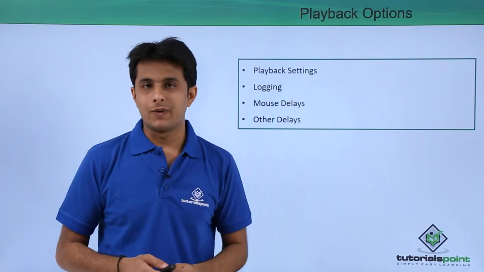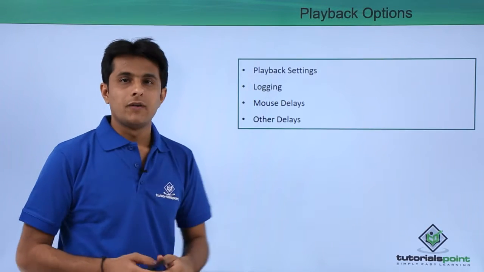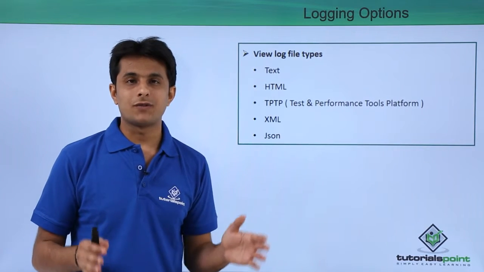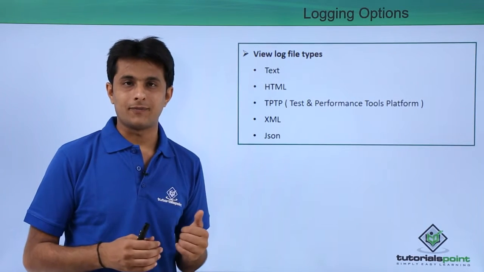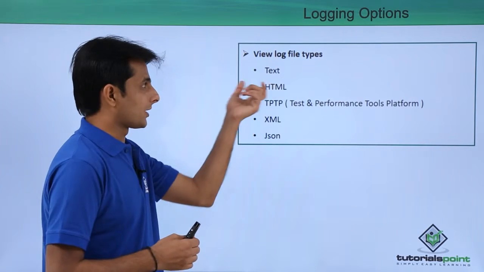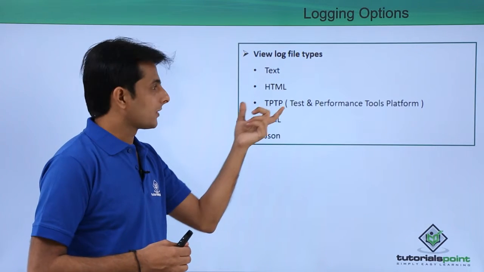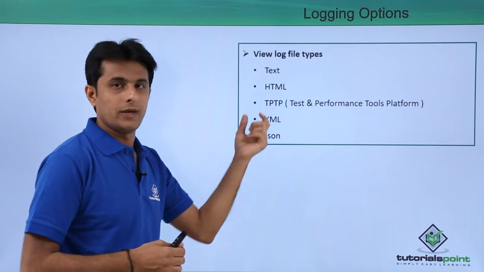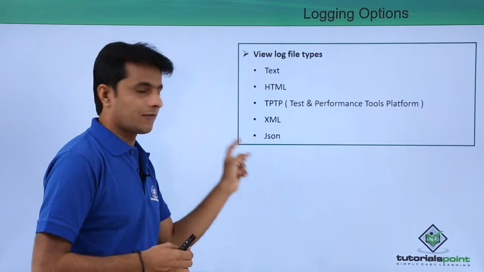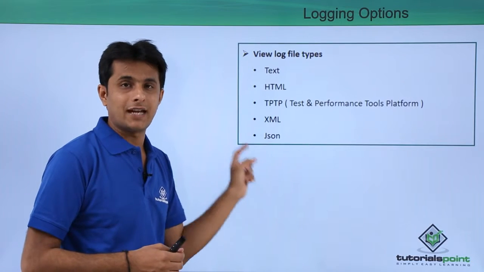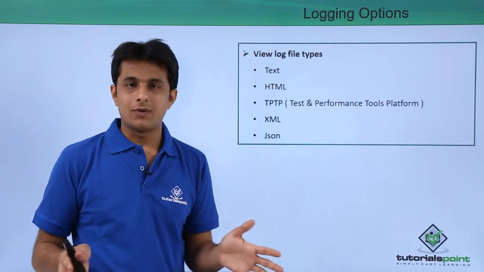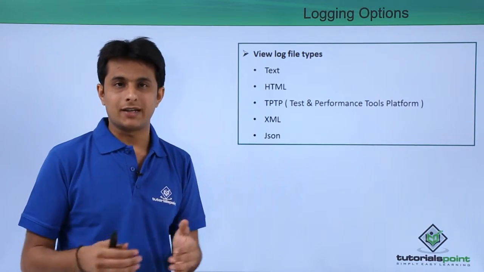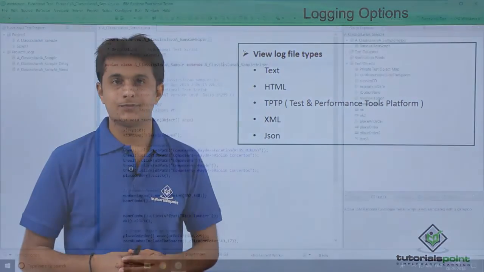Now there's one thing which is very important, that is the logging part. When you try to play back a script, you get the log files. There are different types of log files which you can see at the back end. That means you want the results in a text file, HTML file, TPTP, that is nothing but Test and Performance Tools Platform. We have XML, and recently in the newer version we have got JSON type of log file. Now what are the disadvantages, what are the limitations and what are the advantages? We'll see those practically one by one in this particular video.